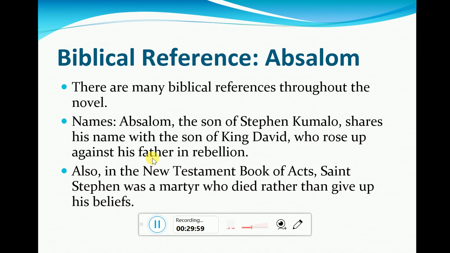And what is the similarity between the Absalom in the Bible and the Absalom in the novel? The same way as the Absalom in the Bible was rebellious against his father, the Absalom in the novel also was somehow rebellious because he turned against the principles of his father. When he went to Johannesburg, he changed his moral compass and he became involved in the life of crime.